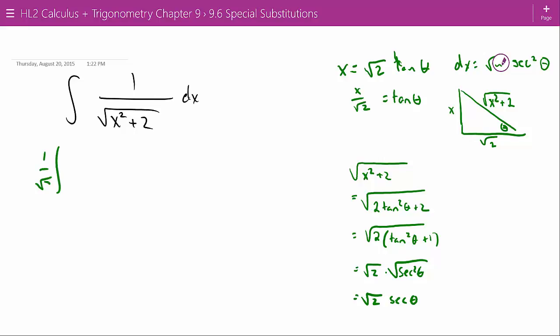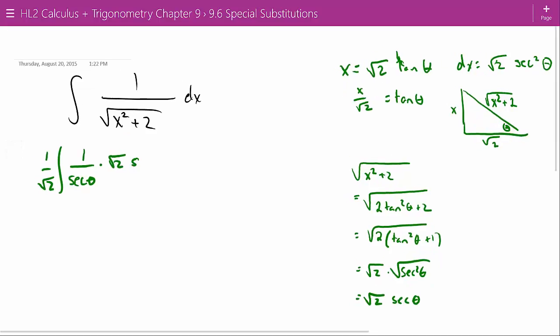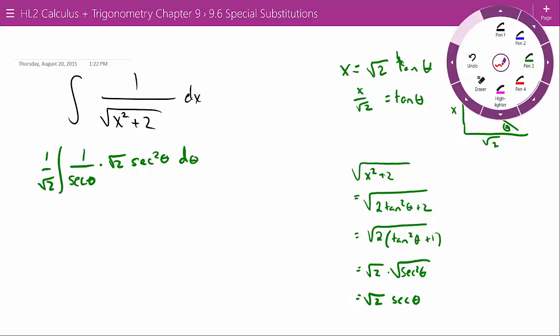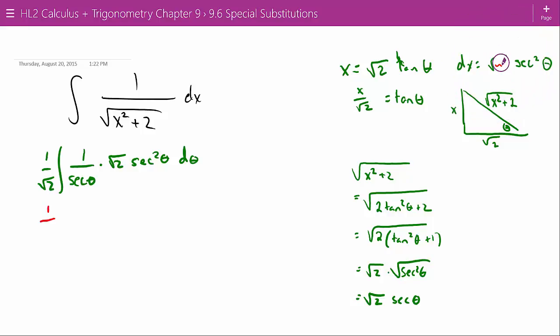We have 1 over square root 2 times 1 over secant theta times dx, which is square root 2 secant squared theta. And remember to multiply by that dx. That is important. You can't forget about it. So this now becomes, well, the 1 over square root 2 cancels, so it's just integral secant theta d theta. Isn't that lovely? We just talked about what that is. That's equal to the natural log of secant theta plus tangent theta.